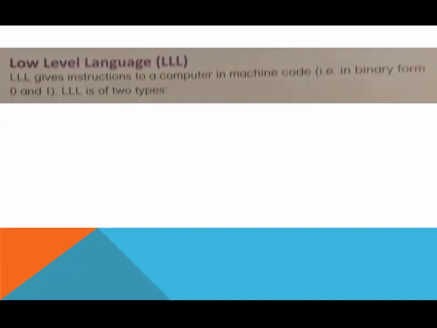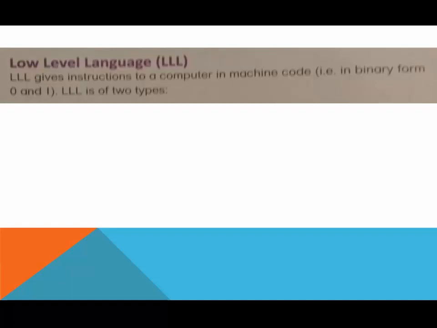Now, low-level language or LLL. Low-level languages give instructions to a computer in machine code. What is machine code? It means in the binary form, that is 0 and 1. You have already learned in your previous classes that a computer understands only the binary form of data, that is 0 and 1. So, whenever instructions are fed into the computer in machine code, that language will be a low-level language.